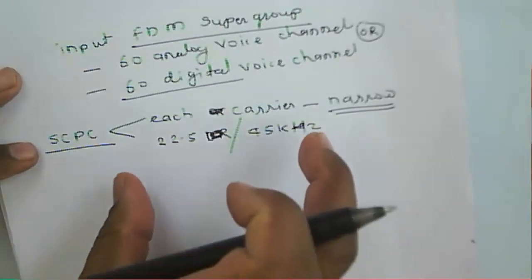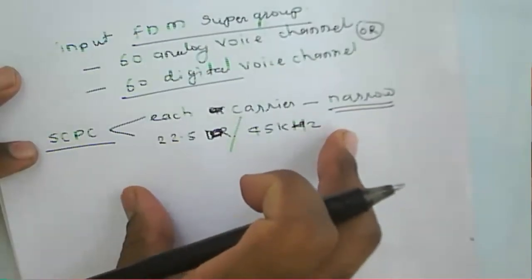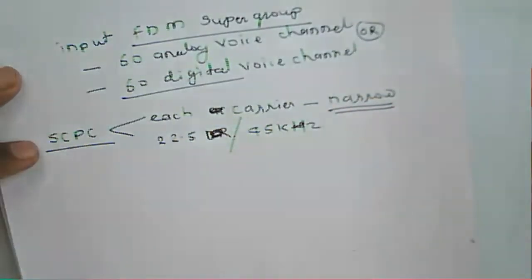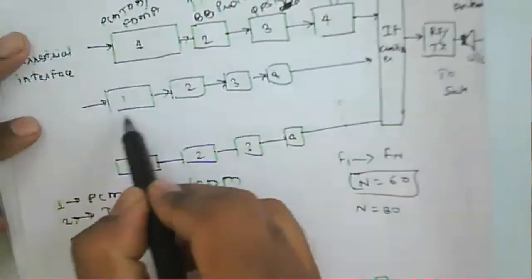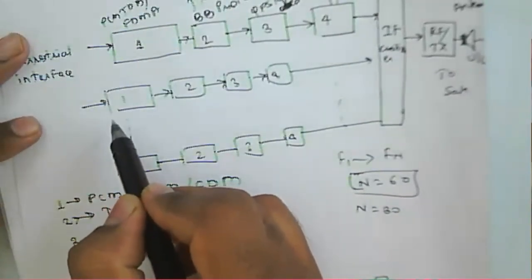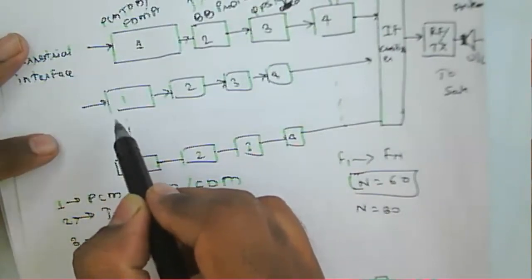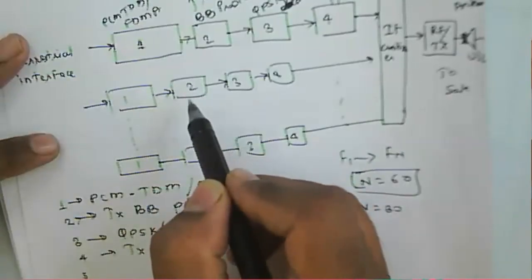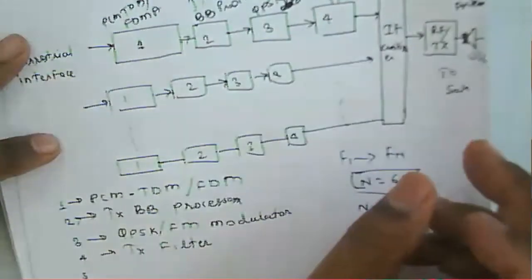Only the active channels or active carriers will be transmitted. If there is no voice input, if some channel has no input, then that particular input is not transmitted, and that's why it reduces the load on the given transponder.